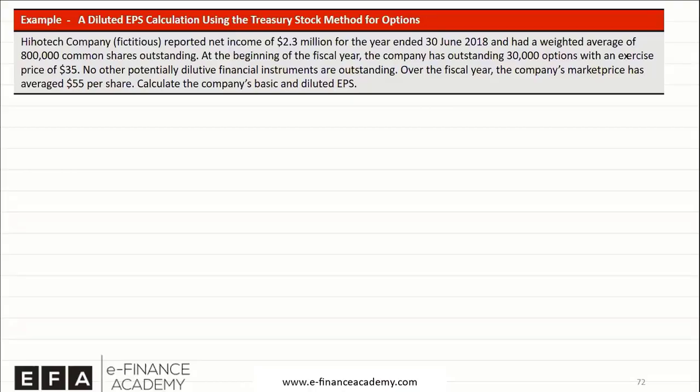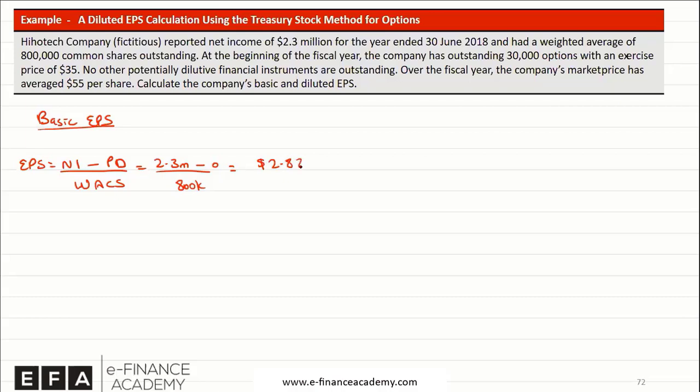For the basic EPS calculation, we would assume that the options are not exercised, and therefore the number of shares would not change because no common shares would actually have to be issued. The formula we know is EPS is calculated as net income minus preferred dividends divided by weighted average common shares. Net income in this case is 2.3 million, we don't have any preferred dividend, and the weighted average common shares are 800,000. Therefore, the answer we get is around $2.88.